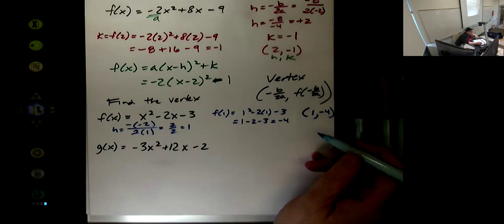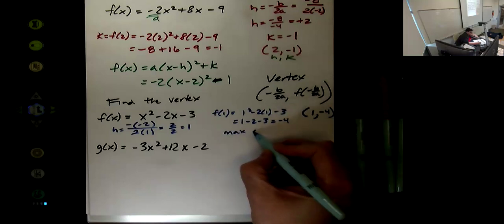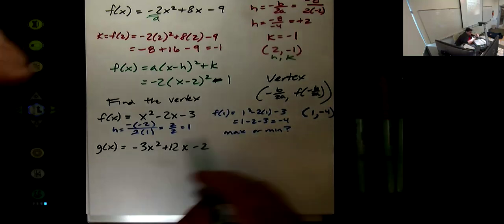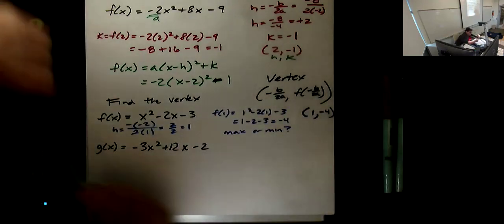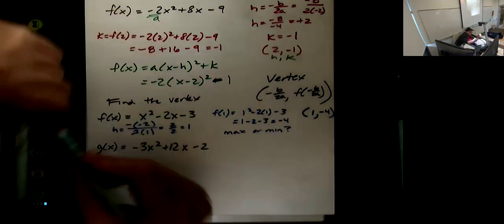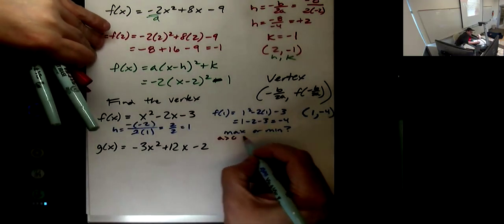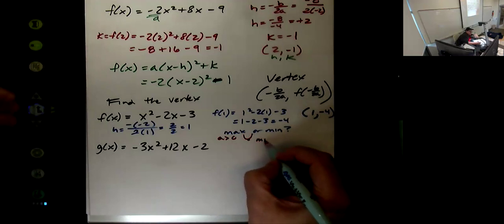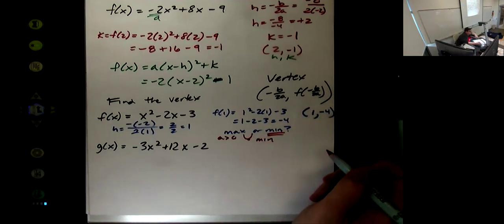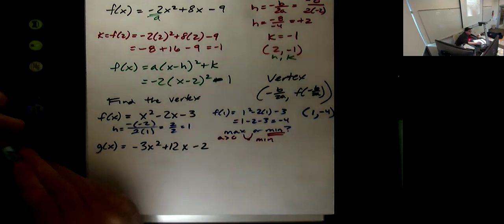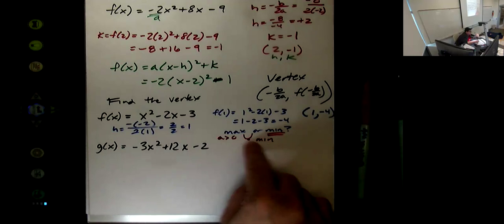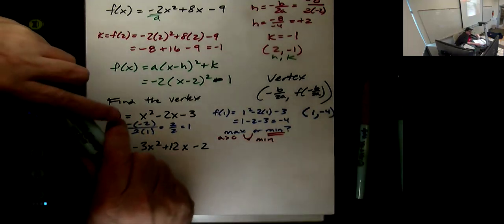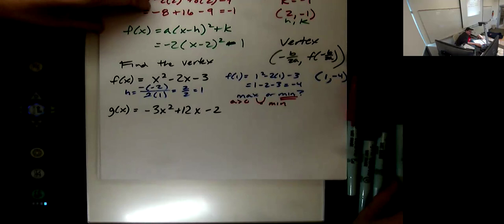Is that a max or a min? A is greater than 0, so it opens up, which means, yeah, it's a min. It doesn't hurt to do the little picture if it helps you. All right, we'll do this one, and then we'll take a break.